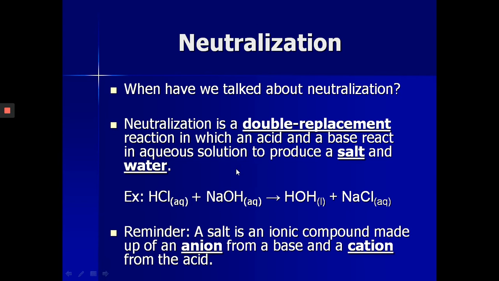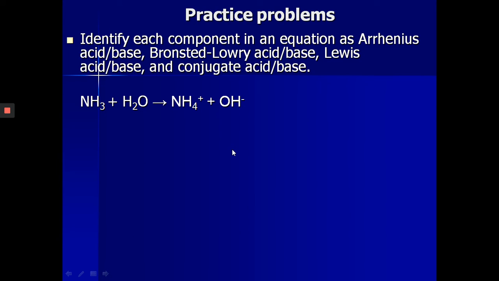Okay, here's the first practice problem. Identify each component in an equation as an Arrhenius acid or base, Bronsted-Lowry acid or base, or Lewis acid or base, and conjugate acid or base. So let's just say that I give you an equation that looks like this: NH3 plus H2O becomes NH4 plus and OH minus. I'm asking you to identify each one of these species as one of the following, the ones over here.